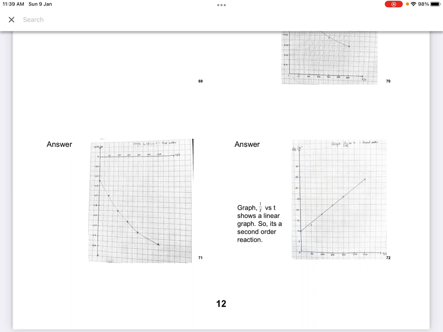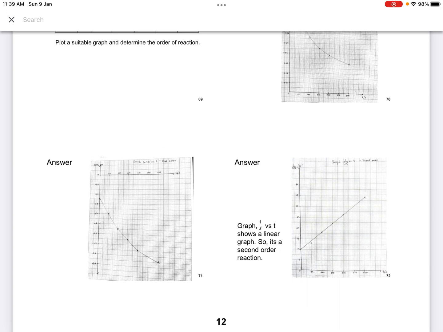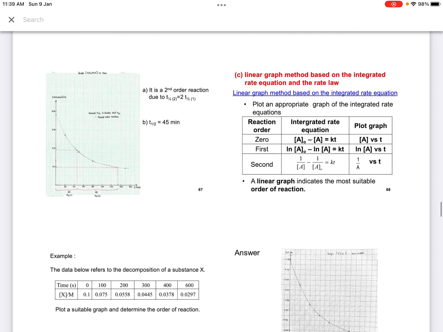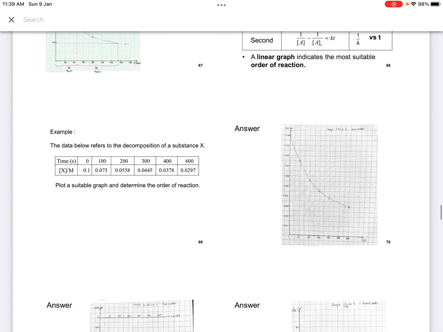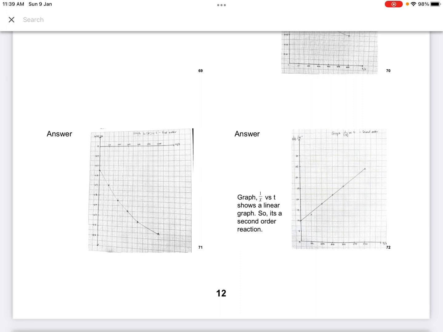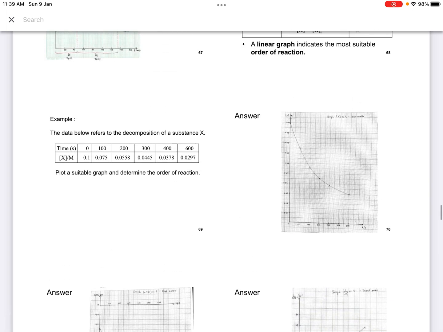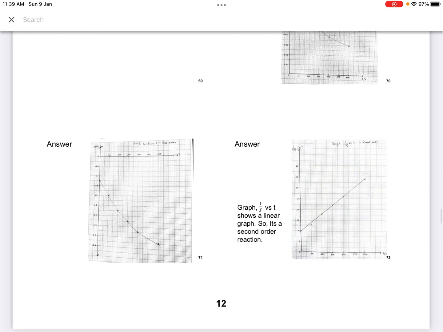Okay. And then, katakan saya plot graph yang kedua lah. Graph yang kedua seperti slide 71, iaitu ln A versus T. Dalam kes ni ln X lah. Ln X versus T sepatutnya dapat linear juga. Sebab kaedah yang kita gunakan sekarang adalah linear graph method. So tak kisah you plot concentration versus time di slide 70 atau ln A versus time di slide 71. Kalau dapat linear graph, itu adalah ordernya.